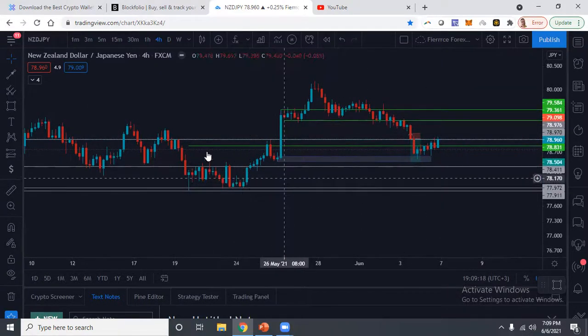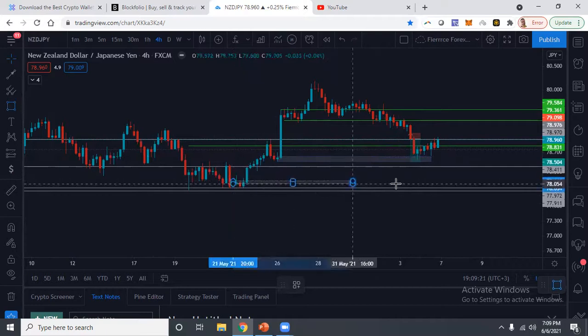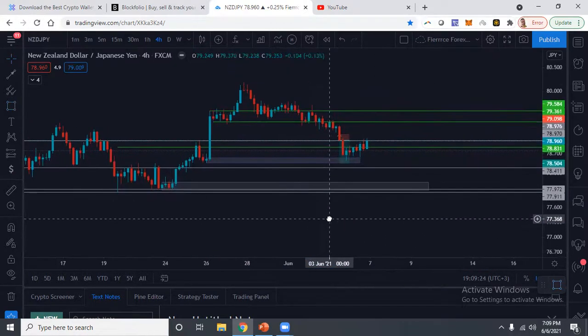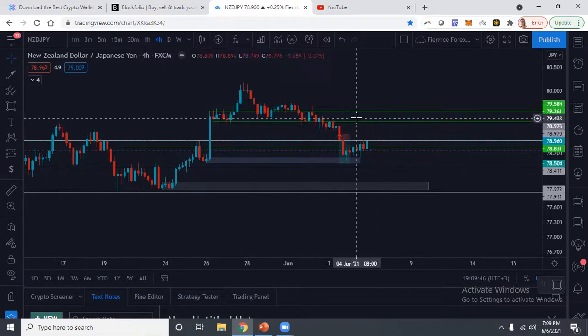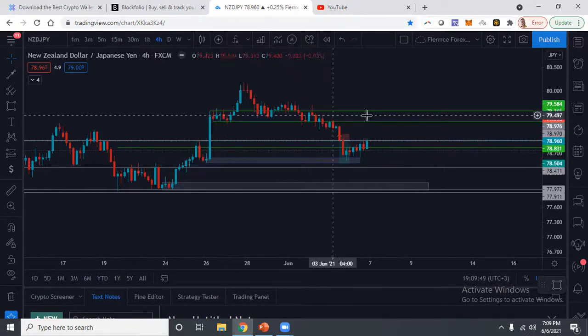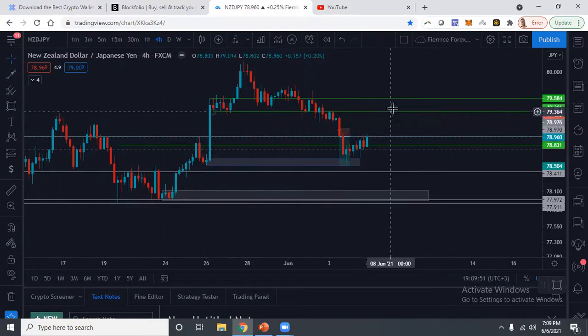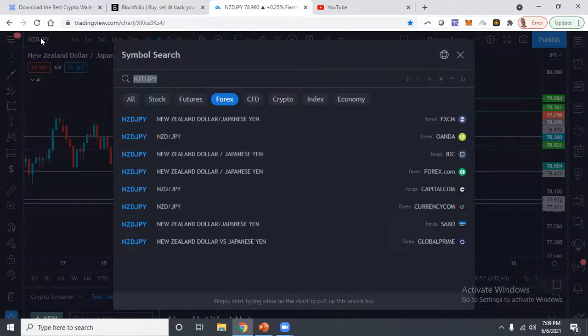So this is an interesting level here. I'd like to see price retest at some point. You know, we may retest at some point. But before we retest, we likely will push up to this level, to this supply zone. Okay, this order block up here, we likely will push up and then boom. Okay, so NZD done.